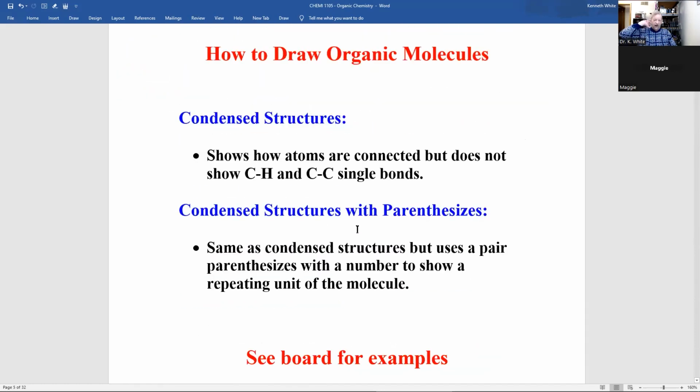Now, how do we draw organic molecules? And this is going to be something you should be familiar with. There's the condensed structure, and I won't ask you names, what's a condensed structure, and a condensed structure with parentheses.